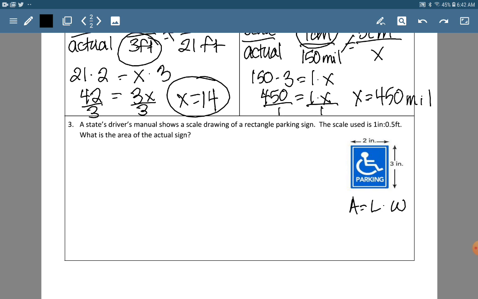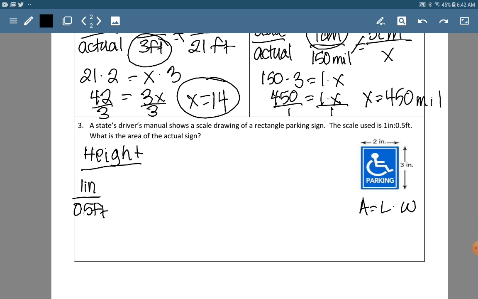Okay, so let's start off with the height, or the length. Okay, so here is the height. When I solve just the height, I'm going to use the same scale that they gave us to use, the scale over actual. They said 1 inch represents 0.5 feet. If I look over at the height of this sign, it says that it is 3 inches. So 3 inches is going to go on top, while X is going to go on bottom because I'm trying to figure out the actual height of this sign.